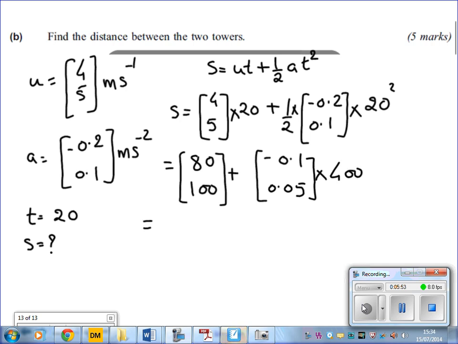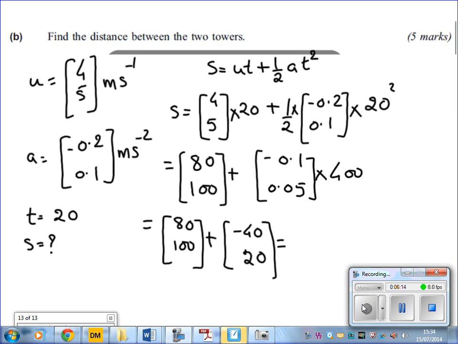Okay, so we still have to simplify the second bracket. (80, 100) plus (-40, 20). Okay, and what will that give us? That will give us (40, 120). So we've got s equals (40, 120).